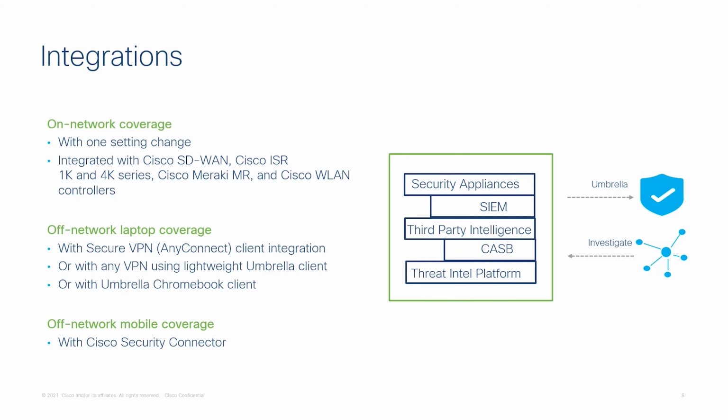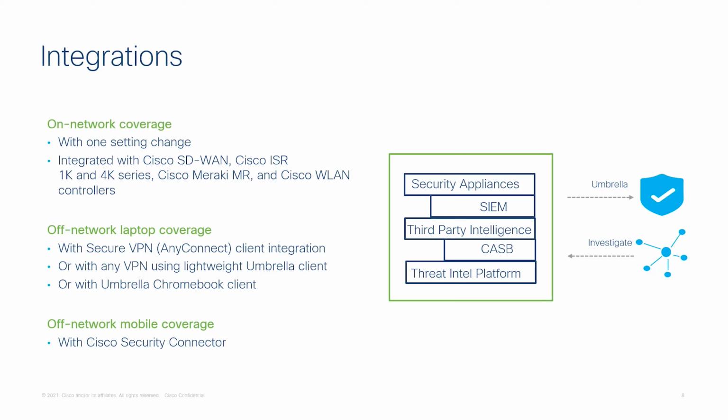You can easily use your existing Cisco footprint to quickly provision thousands of users and give them full protection in the organization. On network coverage, Cisco Umbrella can be integrated with Cisco SD-WAN, Cisco ISR 1K and 4K series, Cisco Meraki MR, and Cisco WLAN controllers, as well as with one simple change on Cisco devices on the network by pointing your DNS to the Cisco Umbrella server.